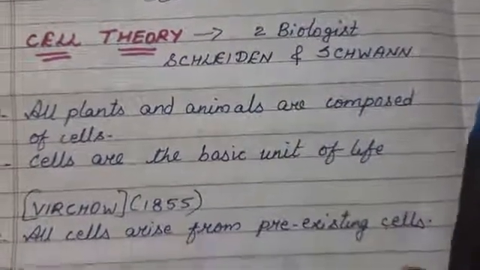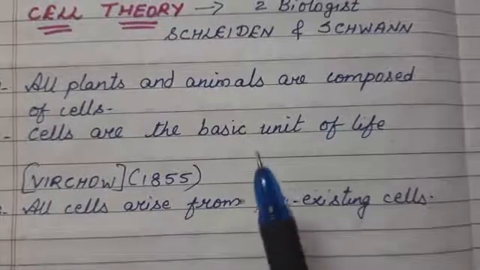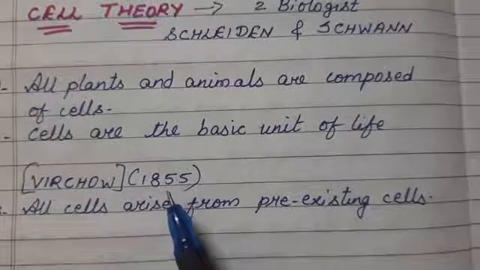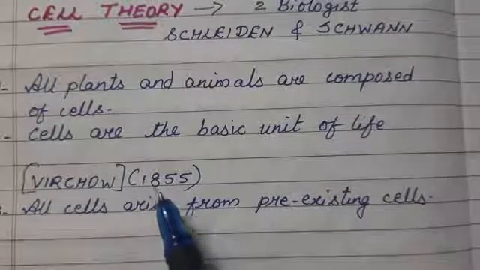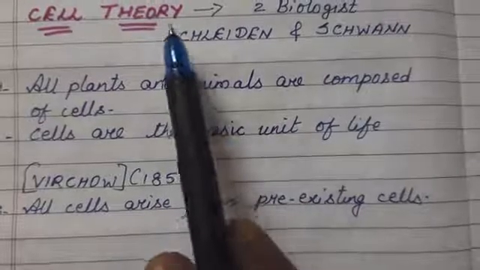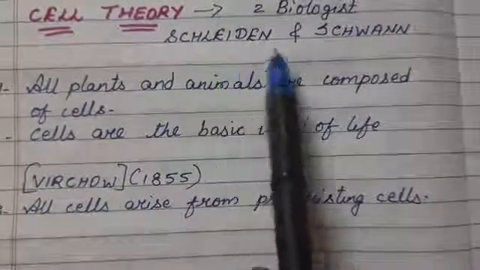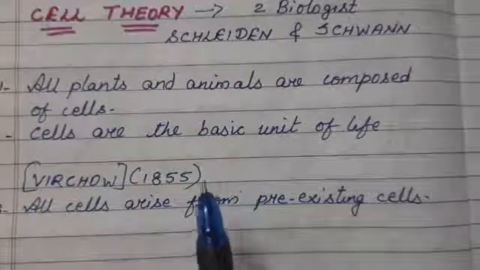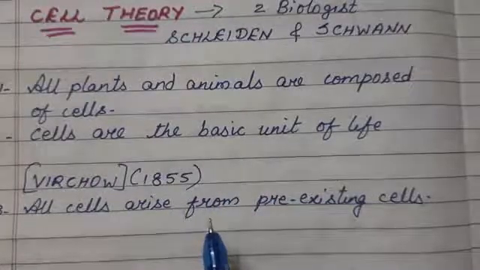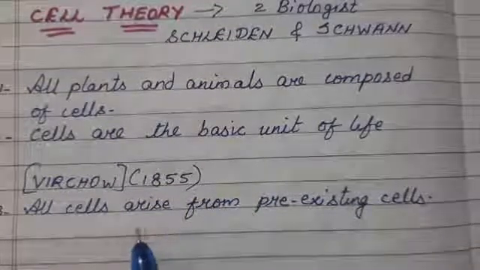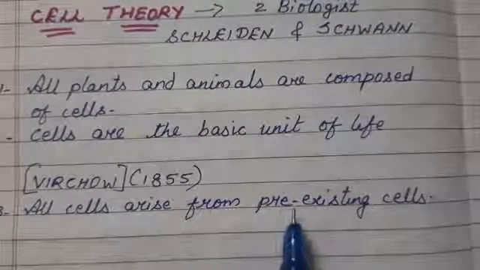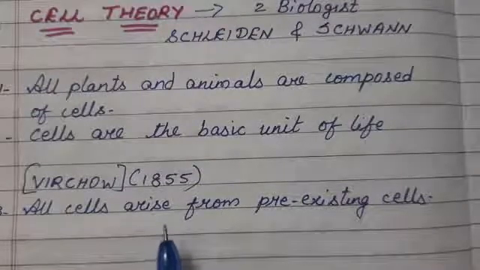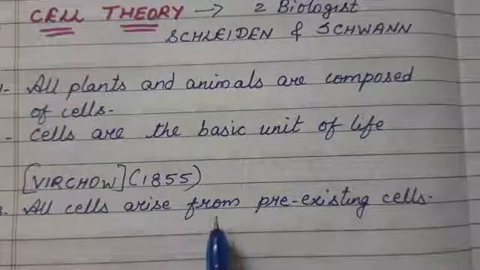But in the year 1855, there was another scientist whose name was Virchow. Virchow expanded the cell theory. The cell theory given by Schleiden and Schwann had only two points, but Virchow expanded it by adding another point. And what is that point? He said that all cells arise from pre-existing cells. And this also you have studied in class 8, children.